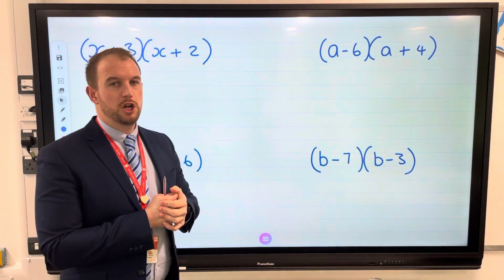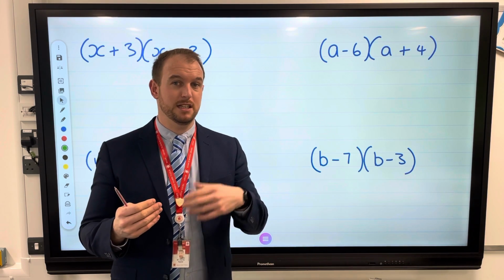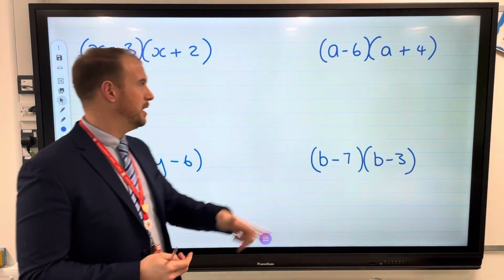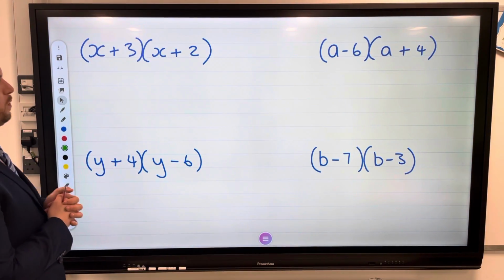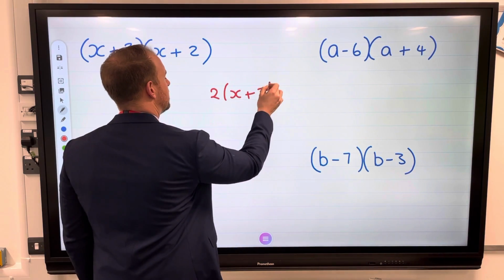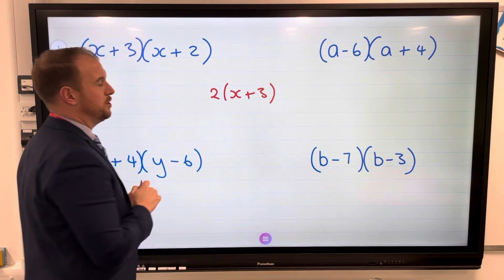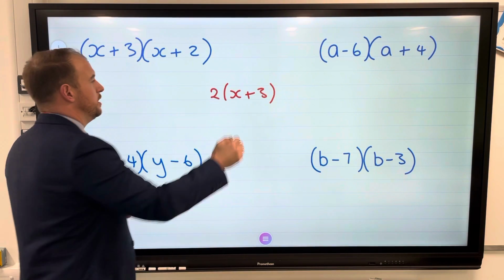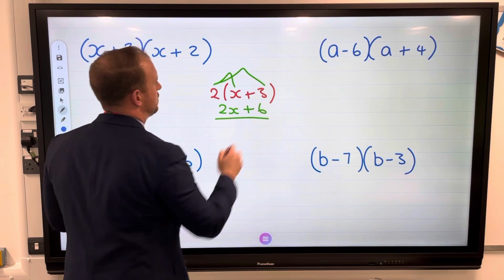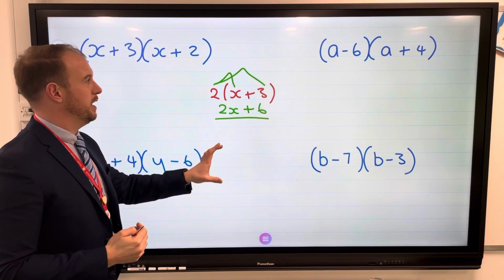For these though, you need to be really efficient at multiplying and adding and subtracting, but with positive and negative numbers. So just bear that in mind before we start. With brackets then, if we had a basic bracket which we're asked to expand, we have to multiply everything that's on the outside by what's on the inside. So you'd have 2 times x for 2x, and then 2 times 3 for 6. Done, it's expanded.